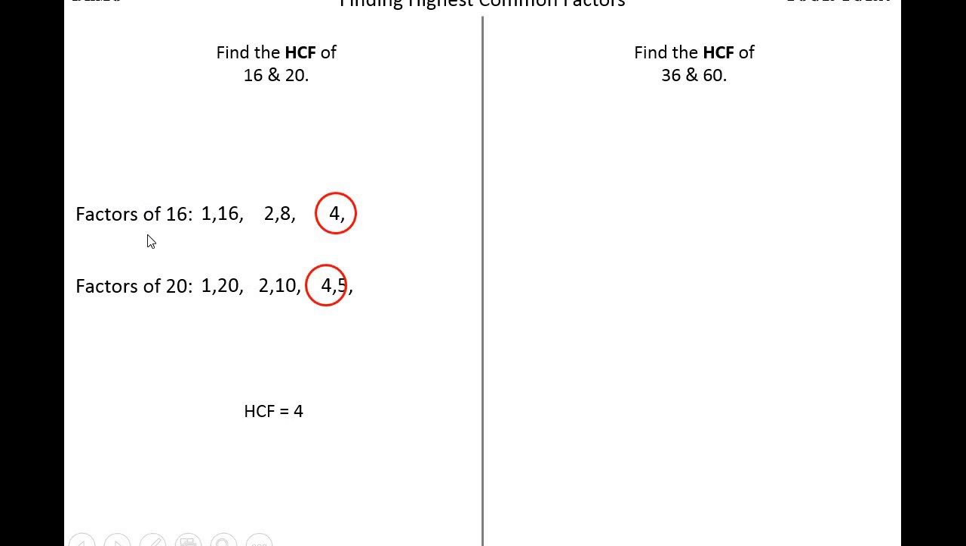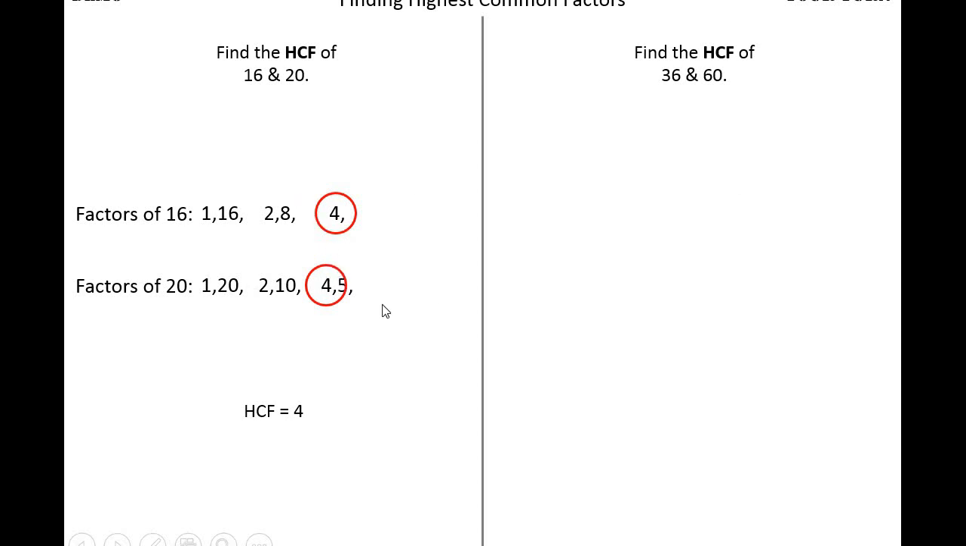So here's one done for 16 and 20. So I list my factors of 16. Hopefully you've noticed 4 doesn't have a partner because I'd need 4 times 4 here. So I've got an odd number of factors because 16 is a square number. And we've got 6 factors here, and the biggest common factor is 4.